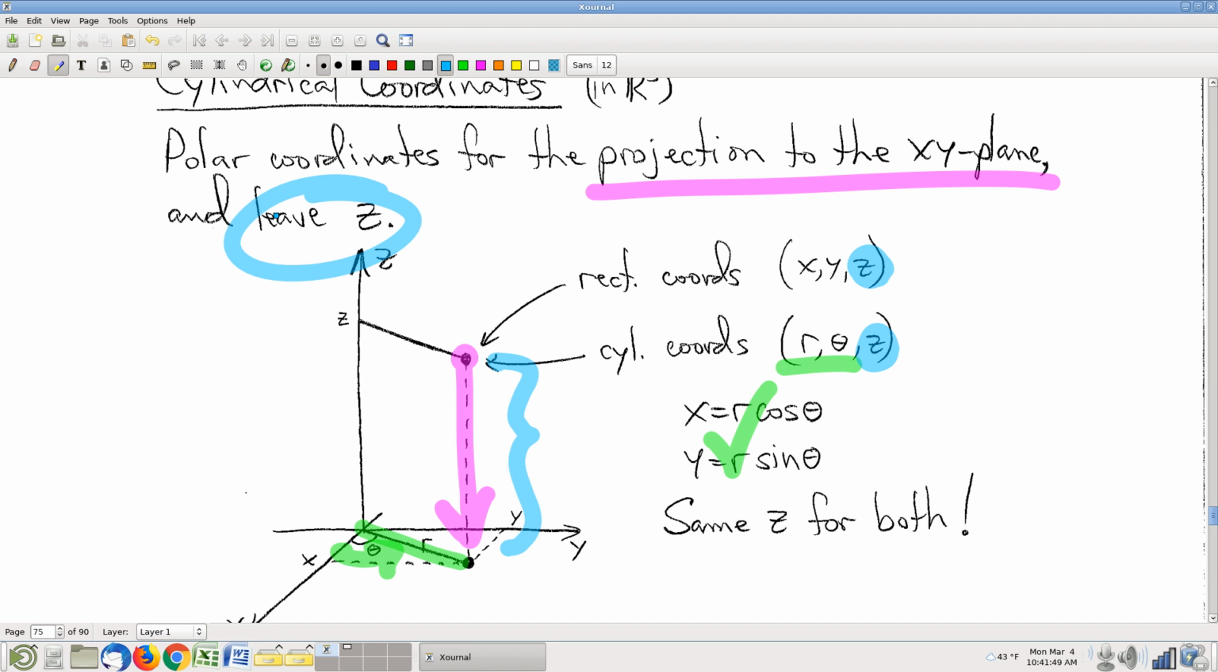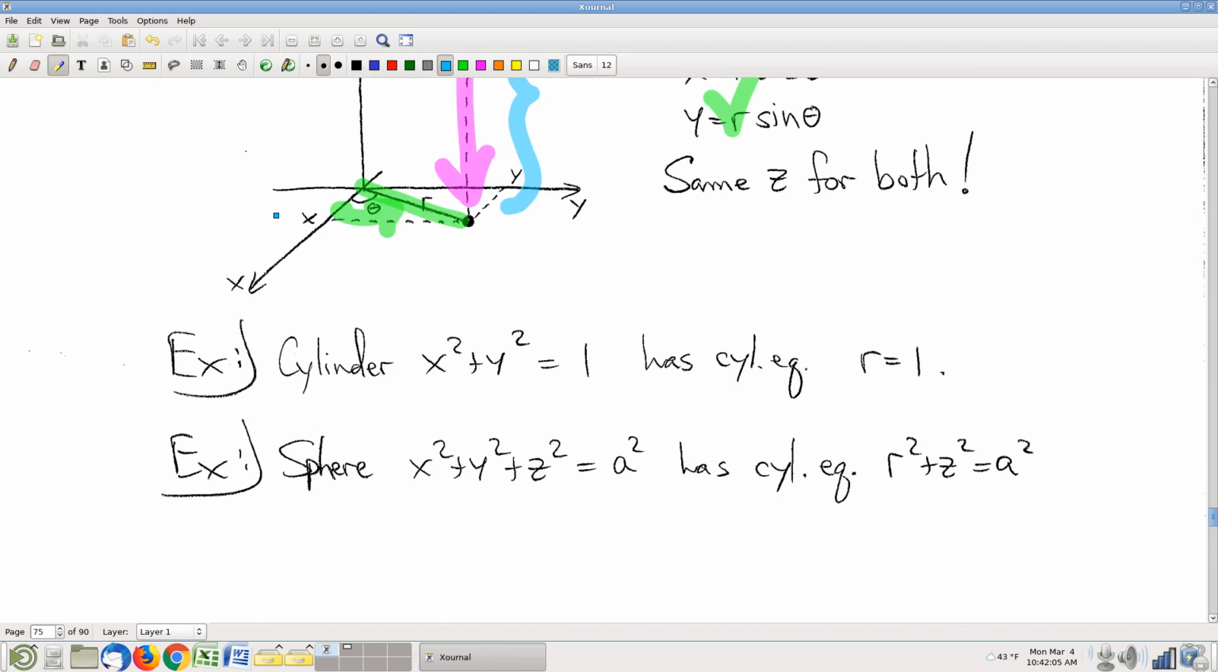There's not that much to say really about cylindrical coordinates. Some people call cylindrical coordinates polar coordinates in R3, and I think that's fine. A little awkward, but that's a good way to think about cylindrical coordinates. Okay, so some examples, just so we can say we did some.